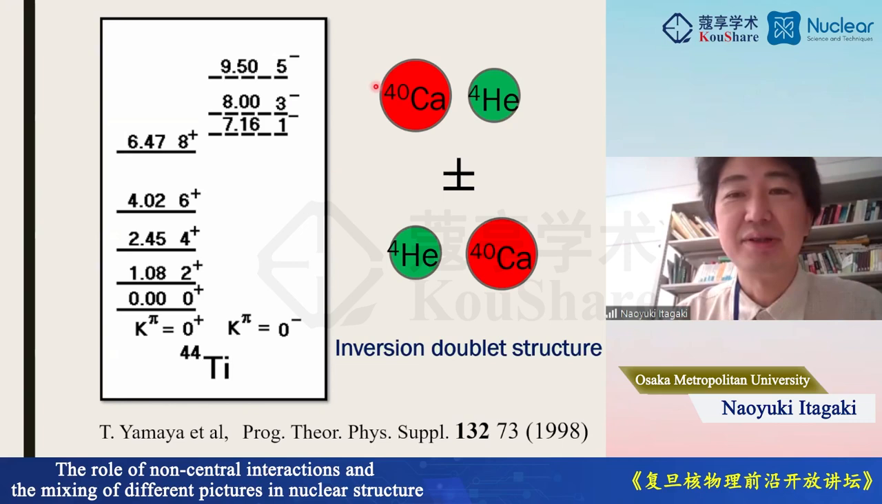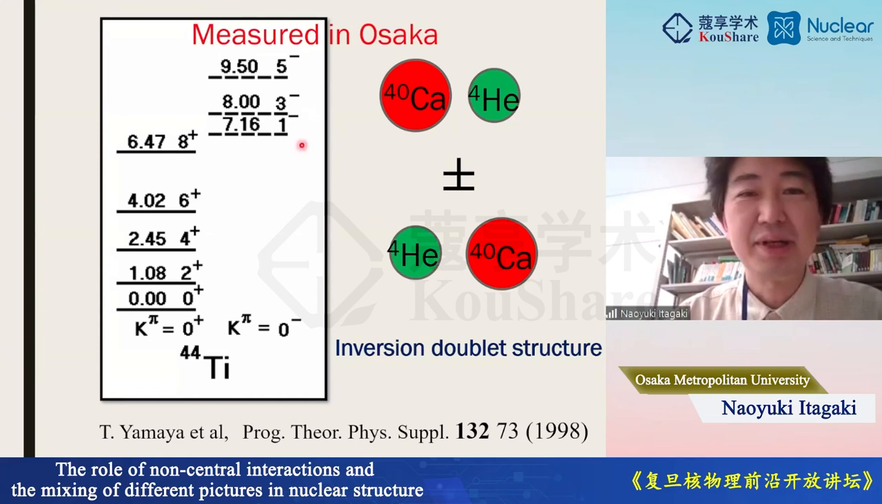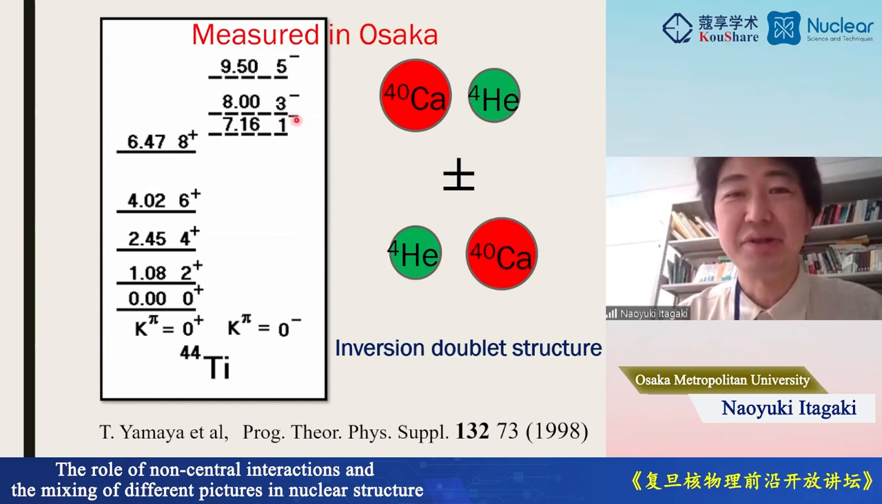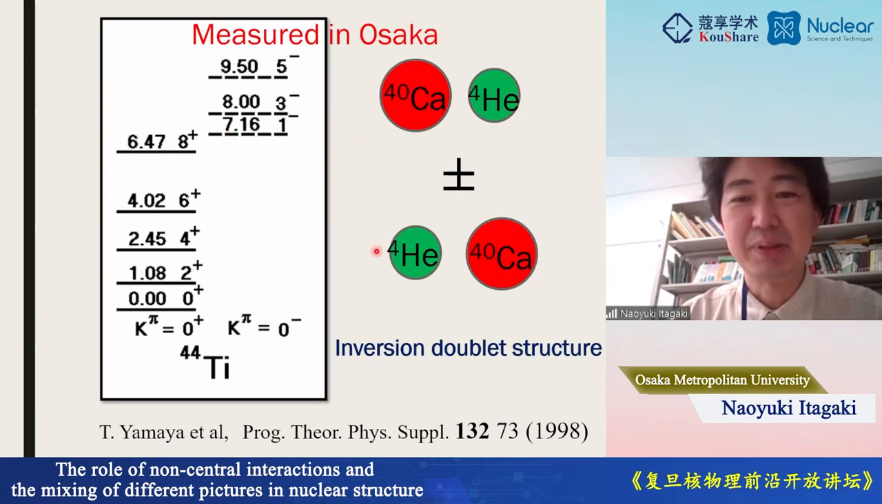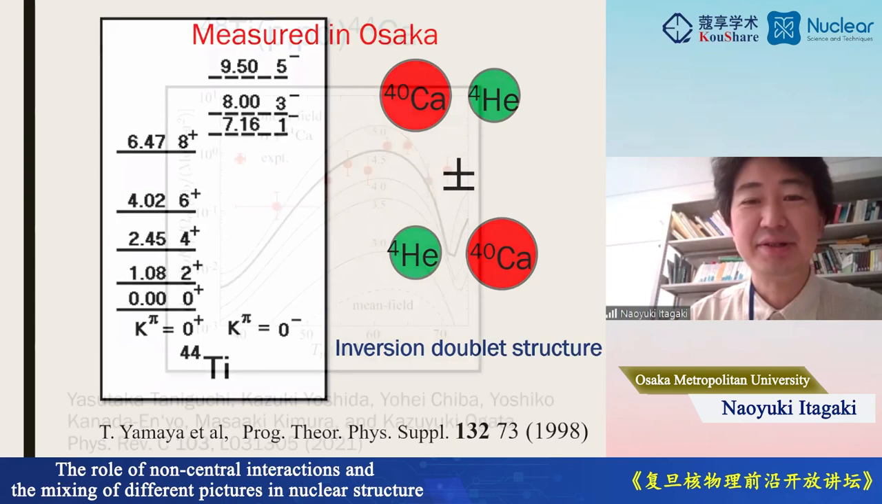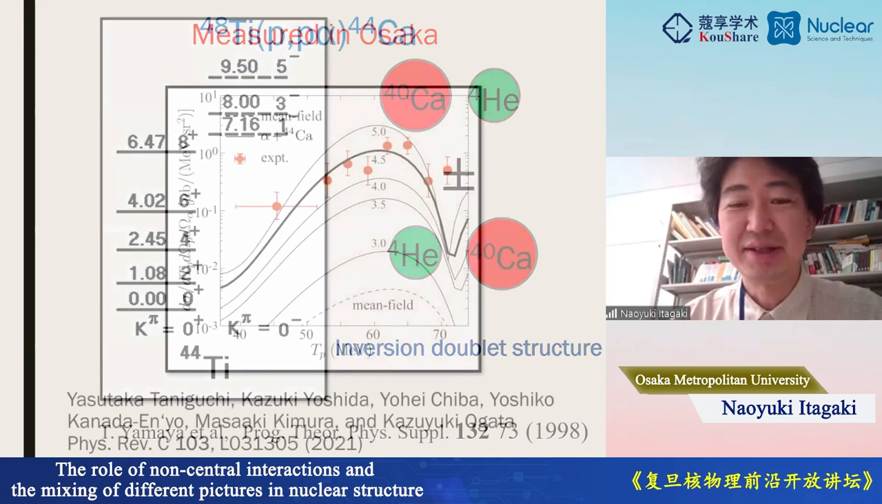So the observation supports the presence of this kind of asymmetric structure. And by the way, this negative parity band was measured in our town. Not our university, but at Osaka University, RCNP, they measured this negative parity band and established this picture. That's okay, but what is a very big problem these days is this one.